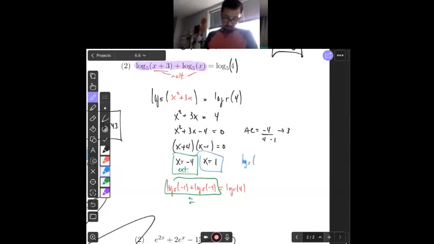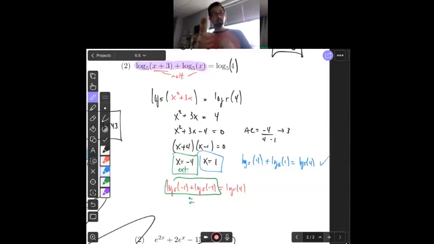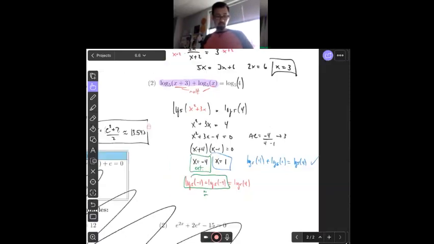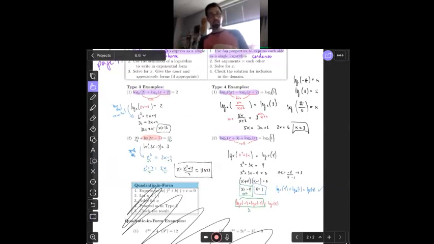That would give me log base 5 of 4 plus log base 5 of 1 equals log base 5 of 4. Remember, log base 5 of 1, 5 to the what power is 1, would be equal to 0. So log base 5 of 4 plus 0 would equal log base 5 of 4. So it does work. So you gotta watch out for these log ones because they do have specific domains, whereas when you're solving the exponential equations, those had domains of all real numbers, so you don't have to worry about that.